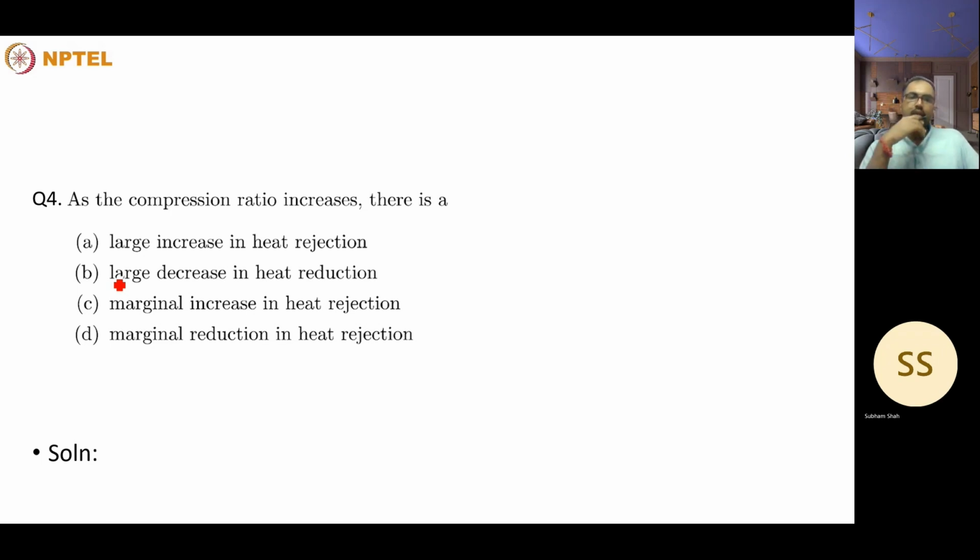As this is regarding compression ratio and the heat rejection. As the compression ratio increases, is there a large increase in heat rejection, a large decrease in rejection, a marginal increase in heat rejection, or a marginal reduction in heat rejection? So what will be the answer as the compression ratio increases? Heat rejection to the cooling water cycle.